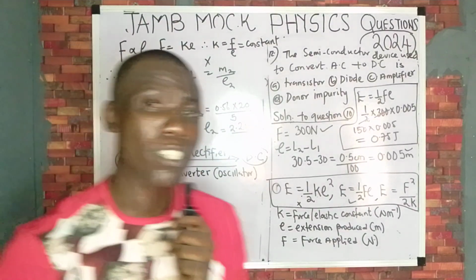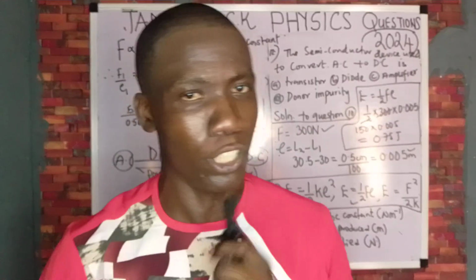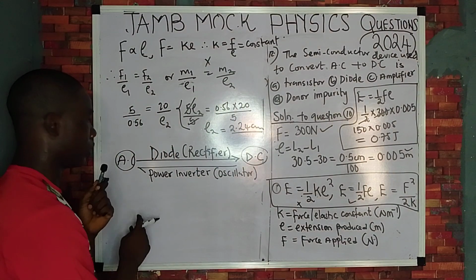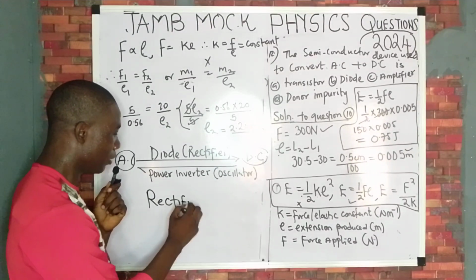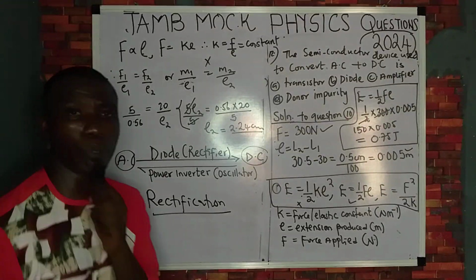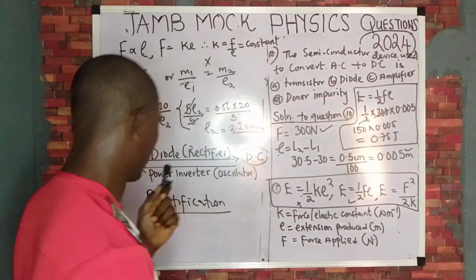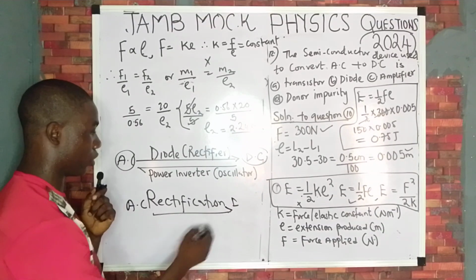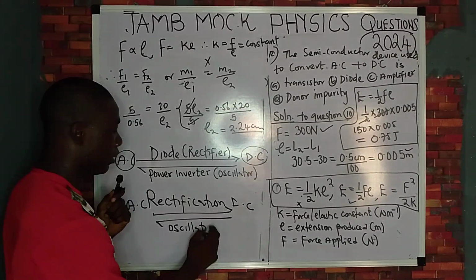Please write this note down. The process of converting AC to DC is called rectification. Write it down. Hope you have written it. It's called rectification of current. So rectification converts AC to DC, and the process of converting DC back to AC is called oscillation. Take note of that. AC to DC is called rectification, and your DC back to AC is called oscillation.